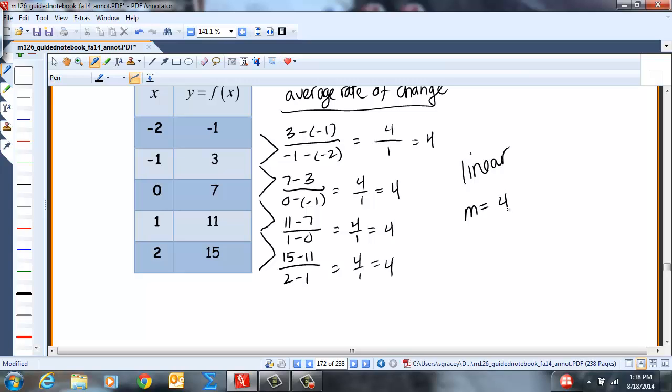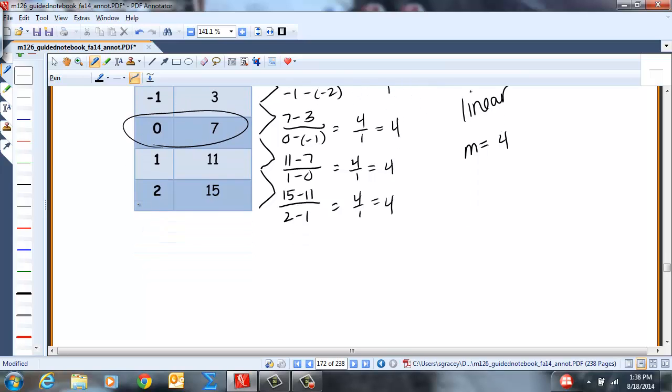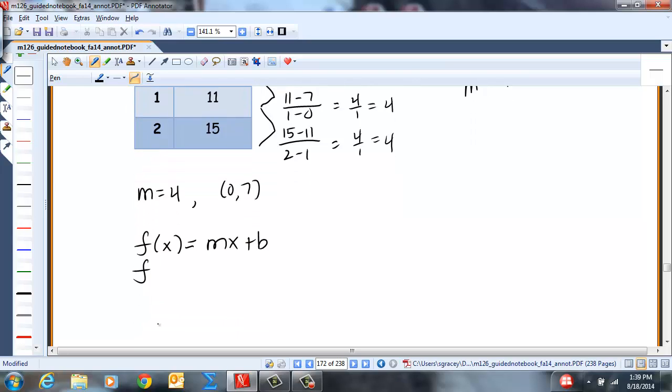And then I'm thinking, why don't we just use this ordered pair here, because that way it'll be the easiest ordered pair to use. So m is 4, and we have the ordered pair 0, 7, which is our y-intercept. So f at x is equal to mx plus b, since we have the intercept. So we'll get f at x equals, our slope was 4, and our y-intercept is 7, and we're good to go. Okay?